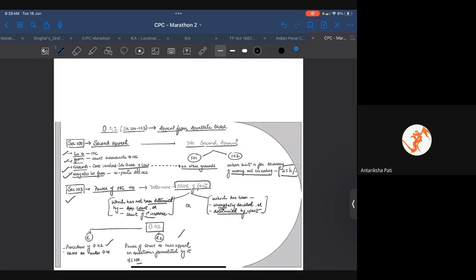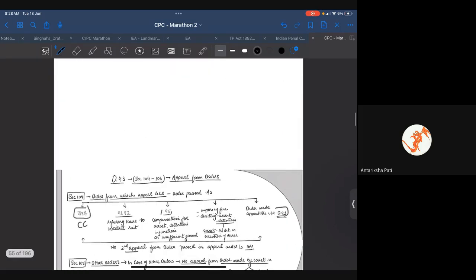Now, Order 42, rule 1 says that the procedure of Order 42 is the same as under Order 41, and rule 2 says the power of the court to hear appeal on questions formulated by it under section 100. Now, Order 43 is appeal from orders. Sections 104 to 106 deal with it.